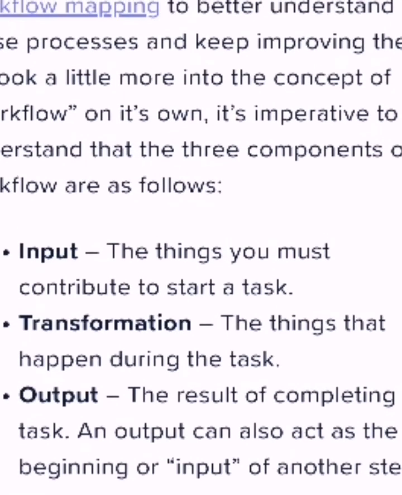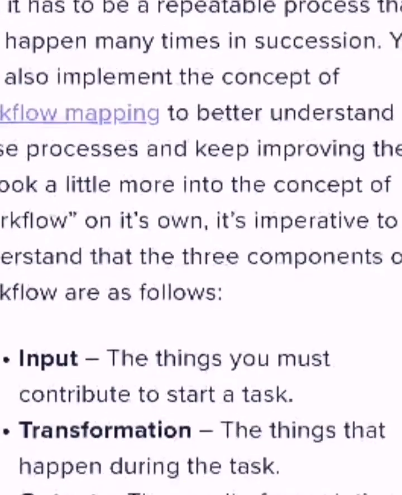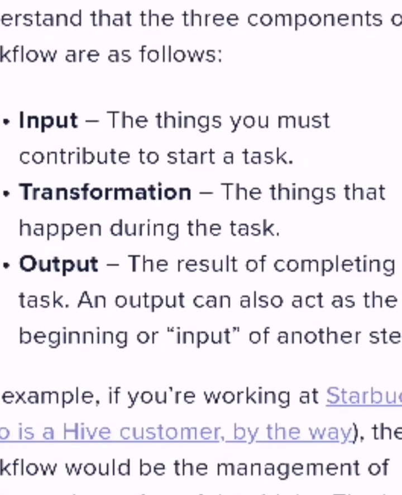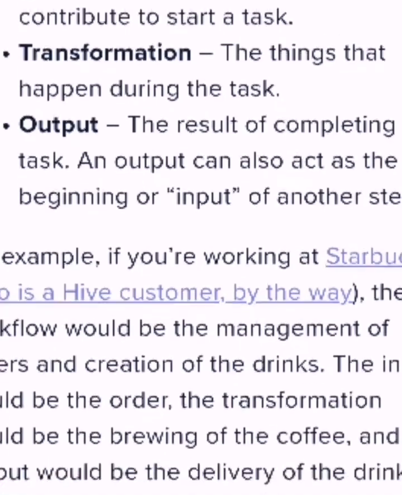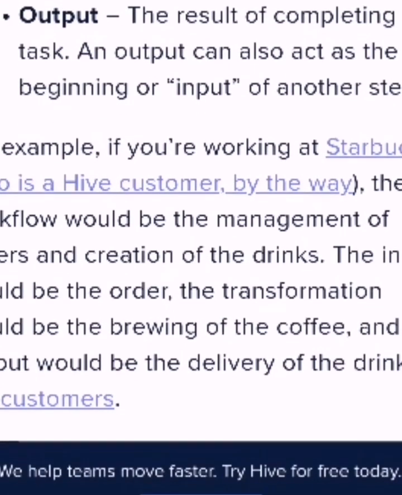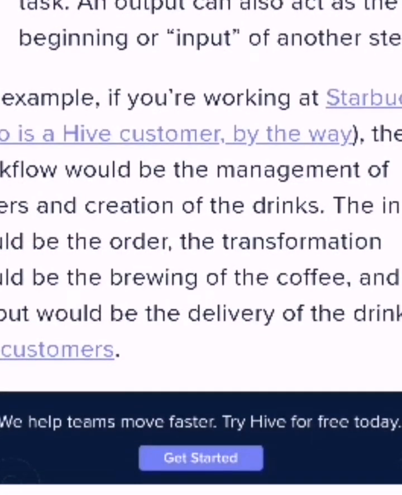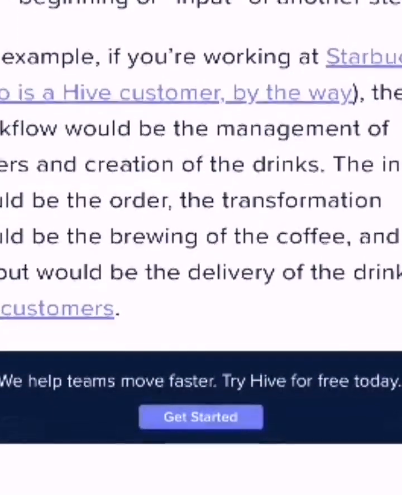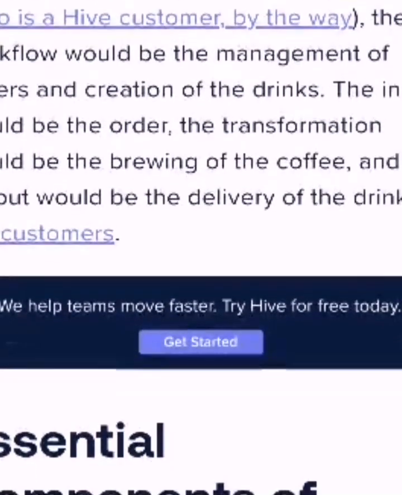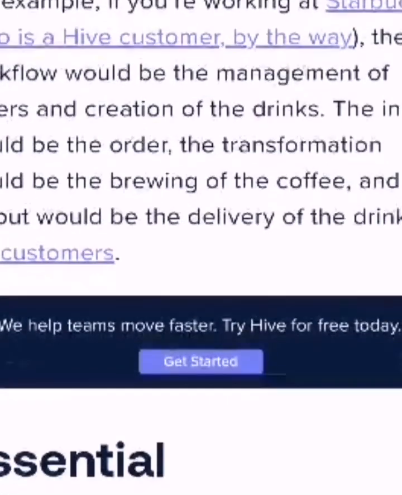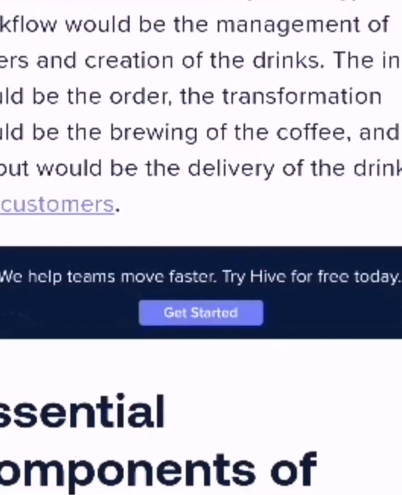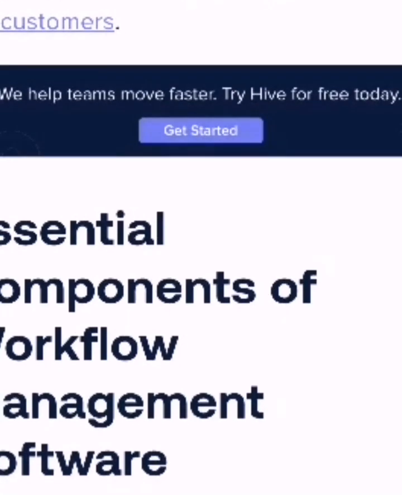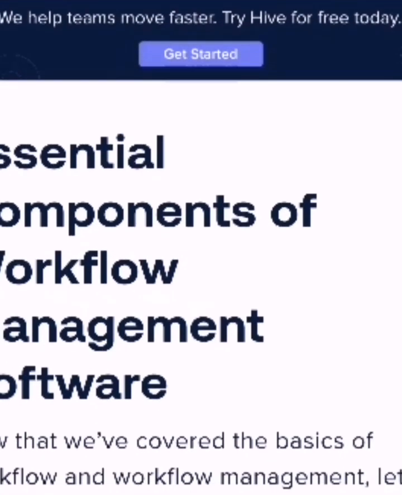To look a little more into the concept of workflow on its own, it's imperative to understand that the three components of the workflow are as follows. Number one, input: things you must contribute to start a task. Number two, transformation: the things that happen during the task. Number three, output: the result of completing the task, and output can also act as the beginning or input of another step. For example, if you are working at Starbucks, who is a Hive customer by the way, the workflow would be the management of the orders and creation of the drinks. The input would be the order, the transformation would be the brewing of the coffee, and the output would be the delivery of the drink to the customers.